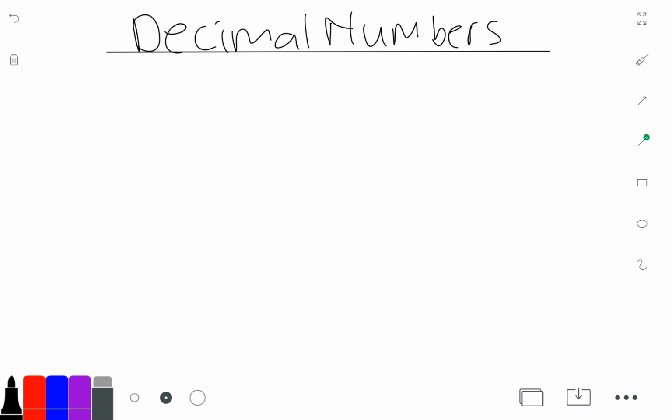We can write any rational number as a decimal number. Remember that a rational number is any number that can be written as a over b, where a and b are integers and b cannot be 0, because any number divided by 0 is undefined. But not all decimal numbers are rational numbers. These types of decimal numbers that I'm about to teach you are rational numbers.